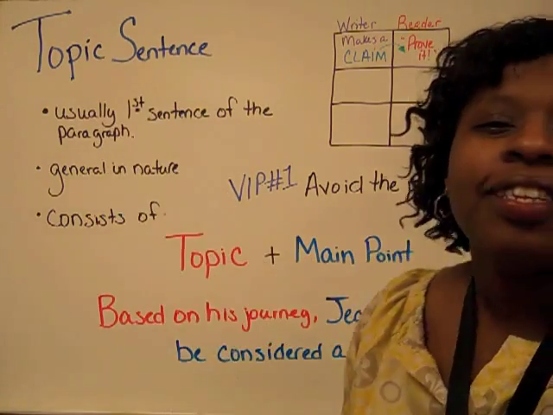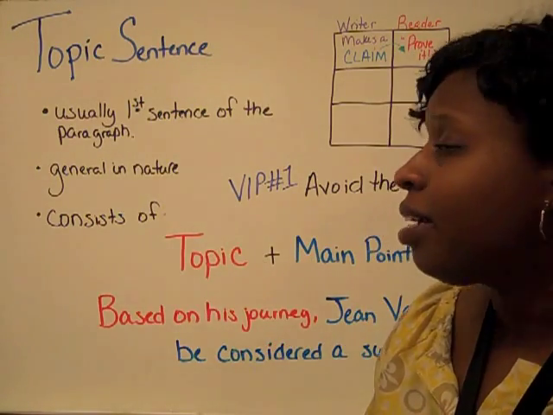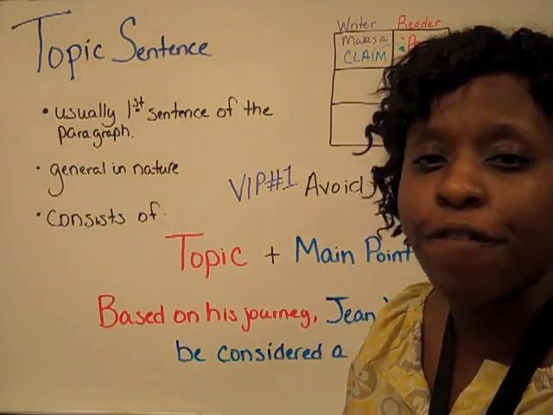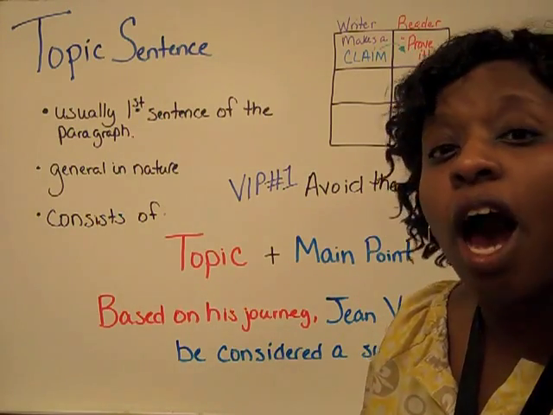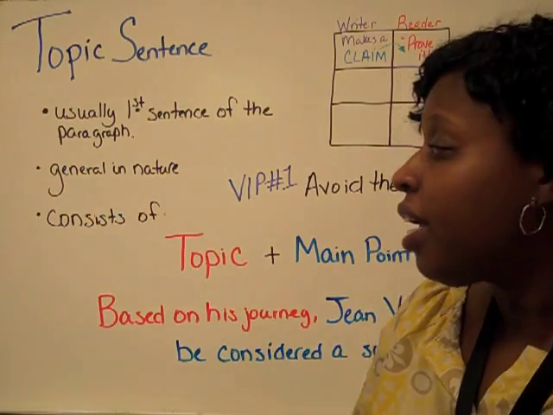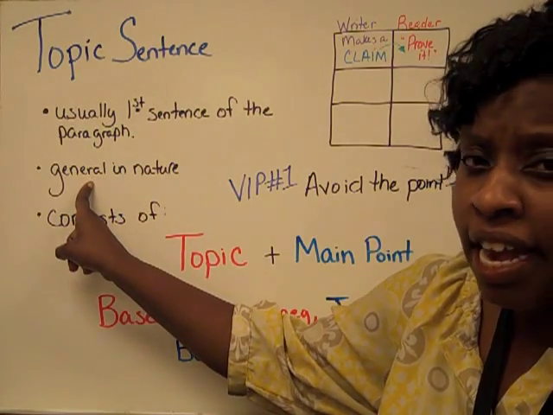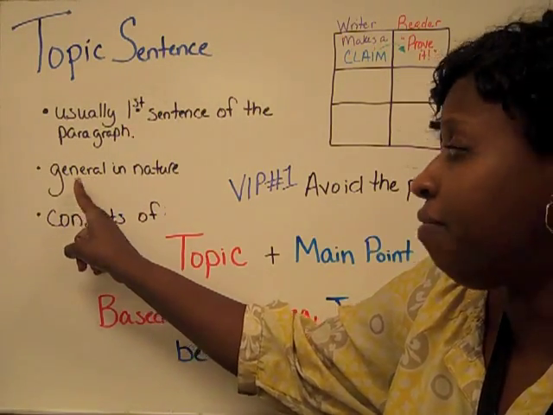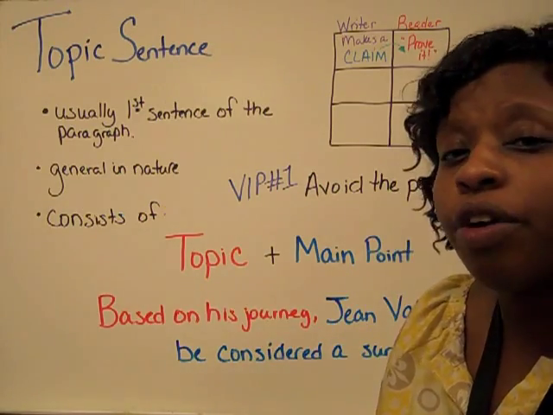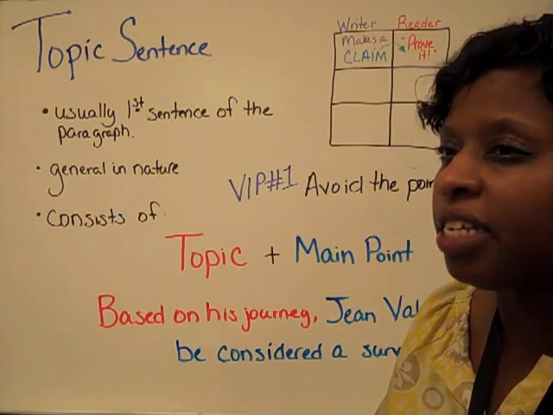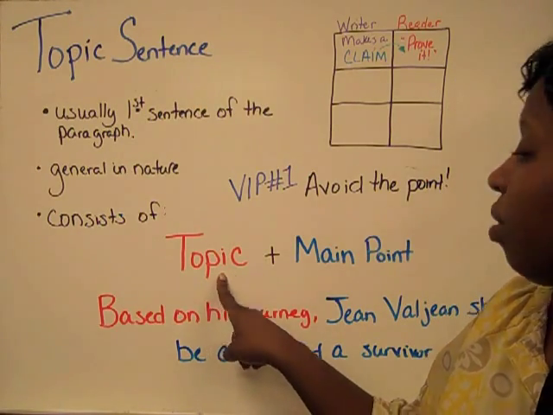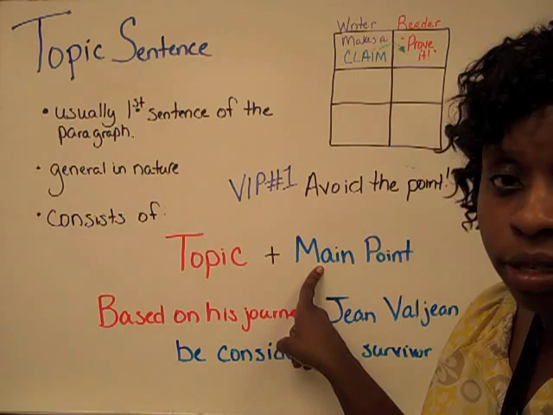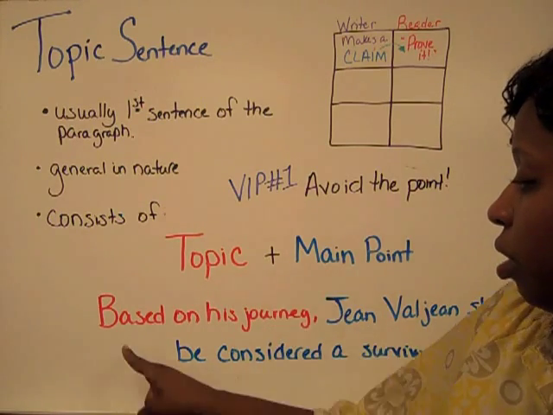So, let's talk about the topic sentence. The topic sentence is usually the first sentence of the paragraph. And because it's at the top of the inverted pyramid, it's going to be very general in nature. It's not going to have a lot of detail to it. However, the topic sentence always consists of the overall topic and the main point. So let's look at one.